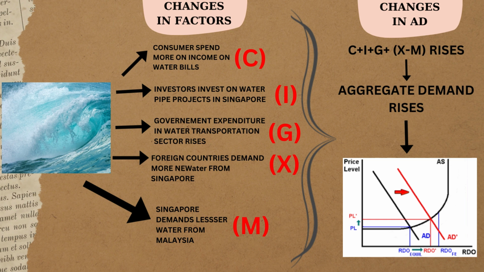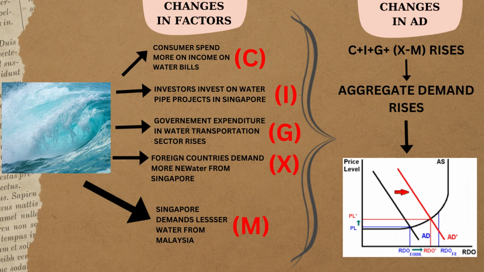The government spends more money on water transportation sectors. For example, they buy more tanker lorries or tankers to transport water from this place to that place. That means the government is spending more money, so the government expenditure increases. So yeah, that's the G factor of aggregate demand.